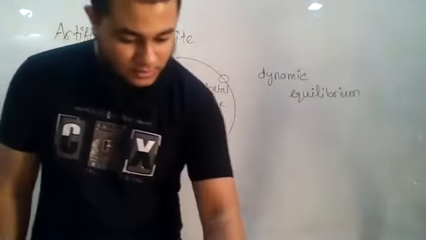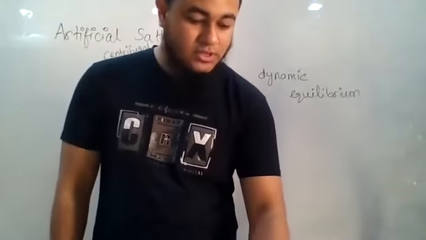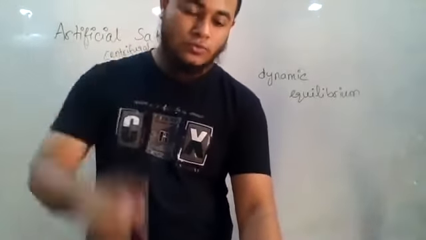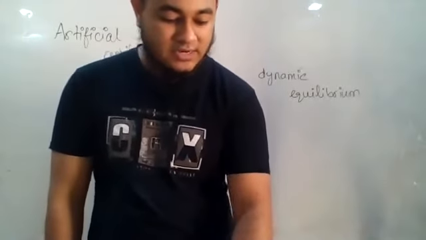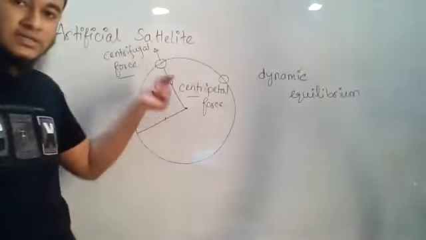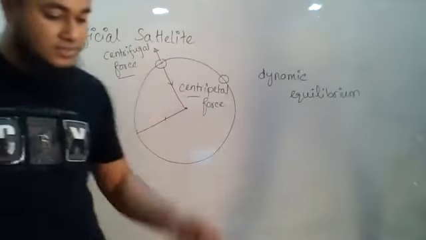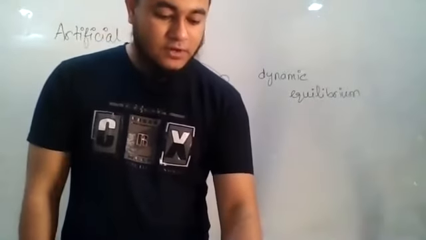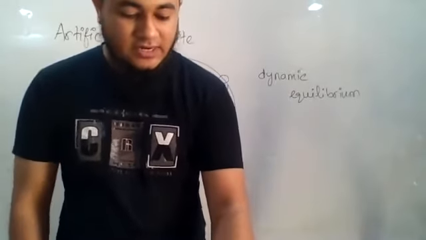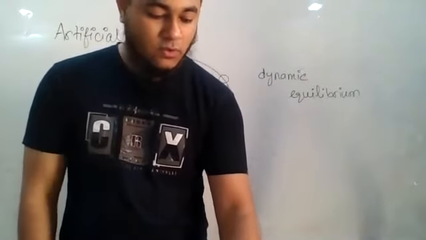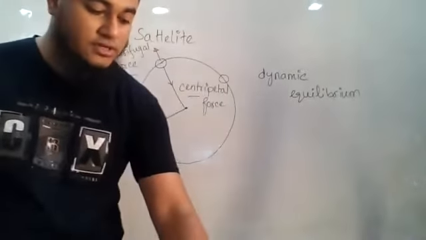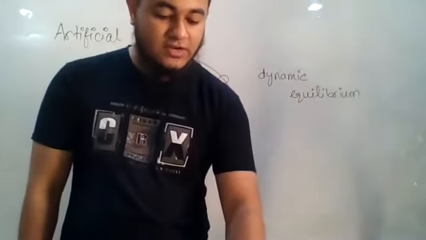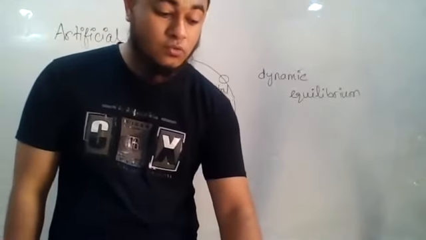Artificial satellites are projected with the help of rockets. They are thrown with the help of rockets. For revolving around Earth, the artificial satellite needs centripetal force. The attraction of Earth on the artificial satellite, that is the force of gravity on it, supplies the centripetal force. I already explained this one. Due to the attraction of gravity, they revolve in their orbit like the Moon.